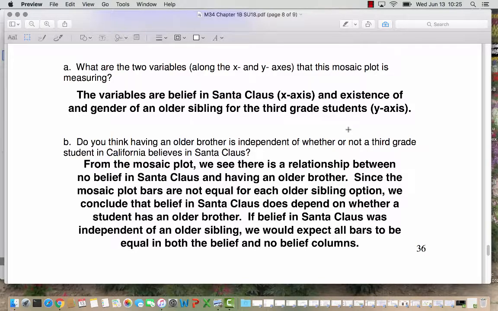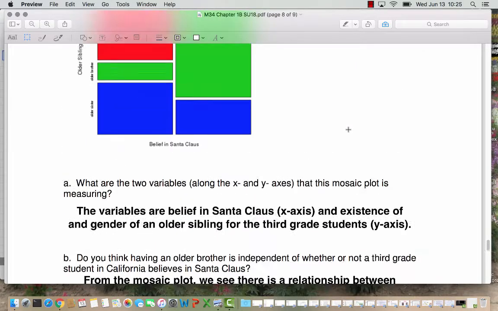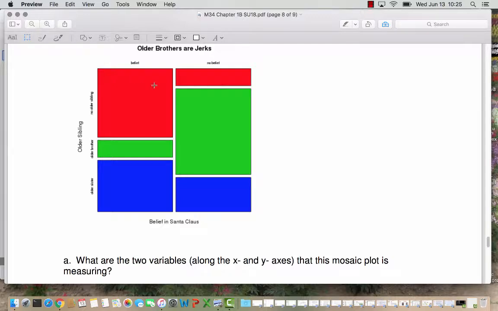So since the mosaic plot bars are not equal for each older sibling option, we conclude that belief in Santa Claus does depend on whether a student has an older brother. If belief in Santa Claus was independent, meaning no relationship to whether or not a student had an older sibling, we'd expect all the bars to be equal in both the belief and no belief columns. So since our bars are not even close to equal here, we see there is some sort of relationship.